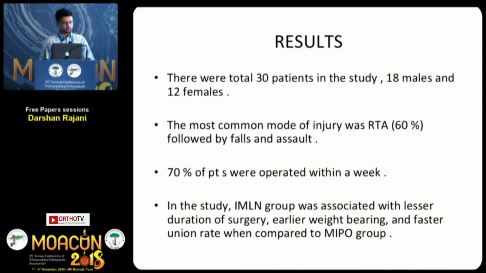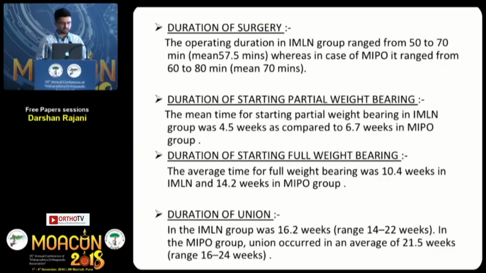Results: there were a total of 30 patients in the study, 18 males and 12 females. Most common mode of injury was RTA. 70% of patients were operated within a week. In this study, the interlocking nailing group was associated with lesser duration of surgery, earlier weight bearing, and faster union rate when compared to the plating group.